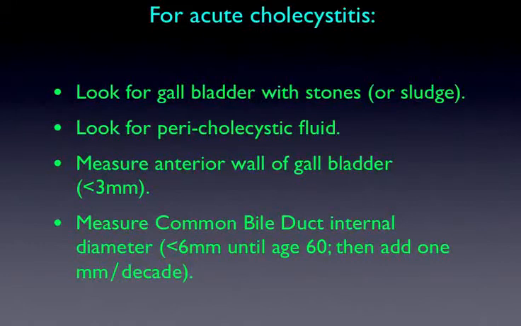And we'll see later why we measure the anterior wall of the gallbladder. There's a lot of artifact on the posterior wall. Then also we'll measure the common bile duct. The internal diameter, not the external, but the internal diameter, so you exclude the walls, should be less than 6 millimeters until age 60. And then we add 1 millimeter per decade, so less than 7 millimeters until age 70, less than 8 till age 80, and so forth.